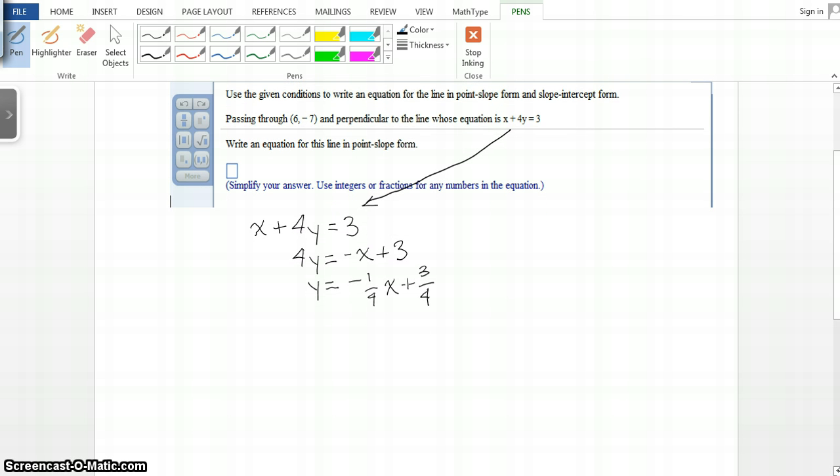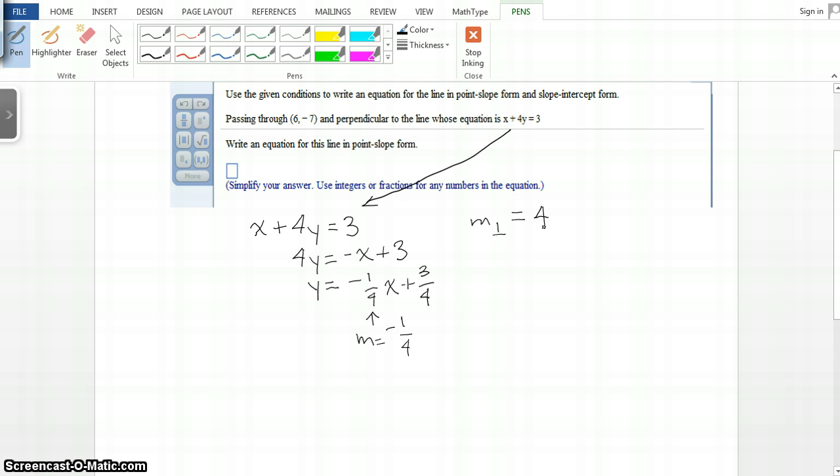So what we need to do now is figure out the slope of that given line. The slope of that given line is the coefficient of x on the other side, which is -1/4. That's the given slope. The slope that we want is perpendicular to that one. That perpendicular slope, if you remember, is the opposite reciprocal. So if the slope of the given line is -1/4, the opposite of negative is positive, and the reciprocal of 1/4 is 4.